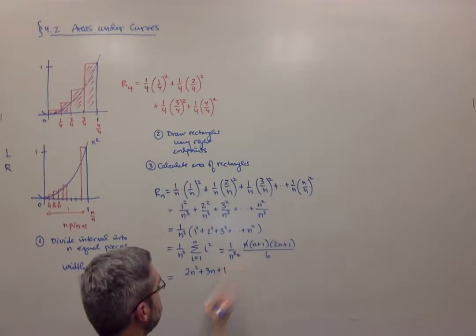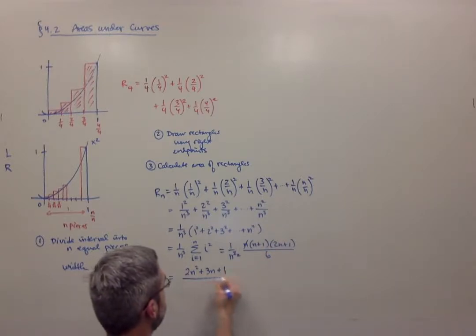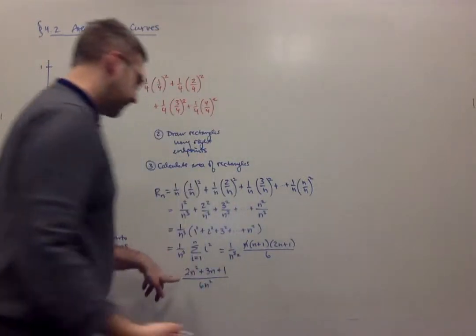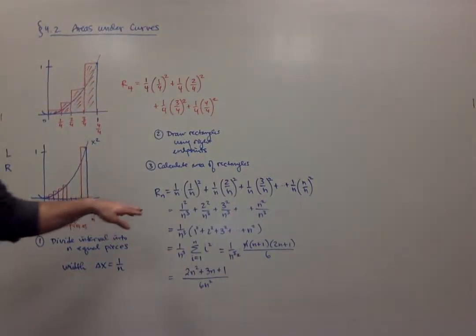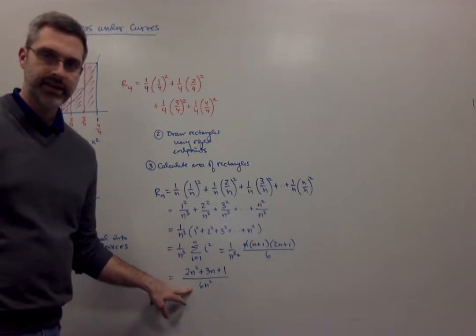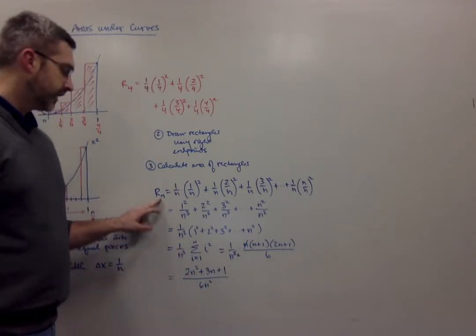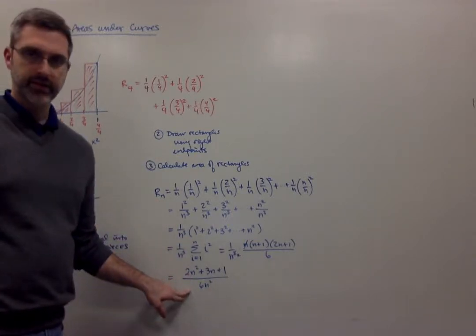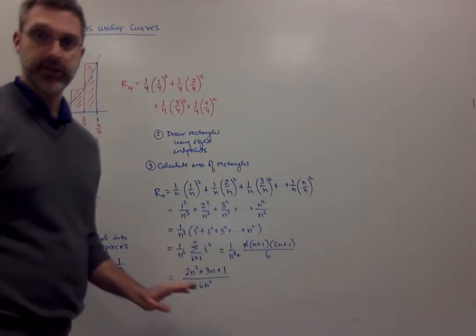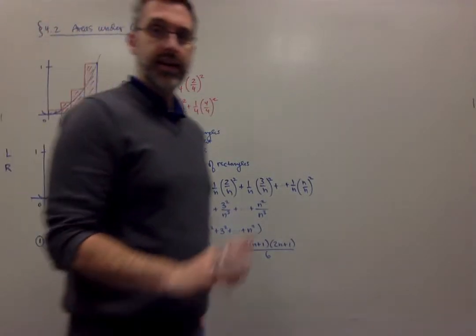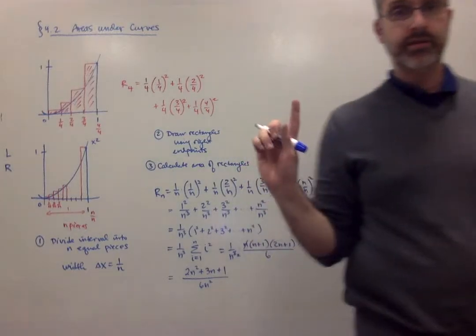And then final is plus 1. And the bottom is 6n squared. So this is the formula. If you were to use 10 rectangles, then you'd plug in 10 here. If you're using 100 rectangles, this would be the formula using 100 rectangles. Okay? So that gives you, for any number of rectangles, the area.